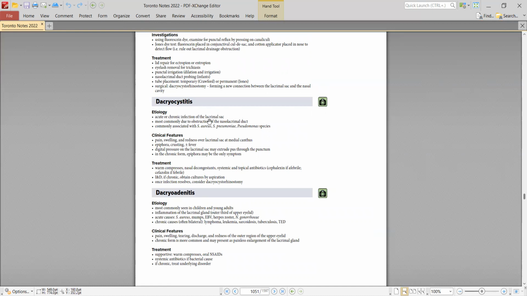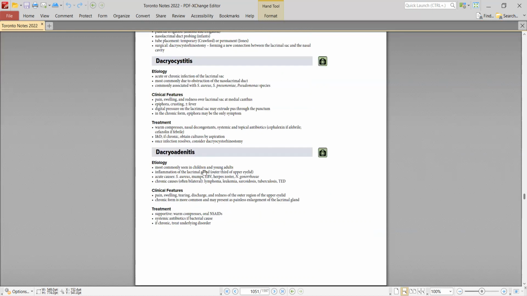Dacryocystitis is inflammation of the lacrimal sac. This is a chronic infection. Dacryoadenitis is actually seen in children. So here antibiotics are enough, because in children or young adults, if it is some infection, you can just give antibiotics and warm compresses. That's it. Pain, swelling, discharge, and redness are there, just like any infection, these inflammatory findings.